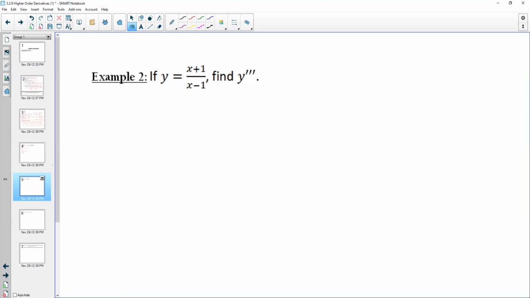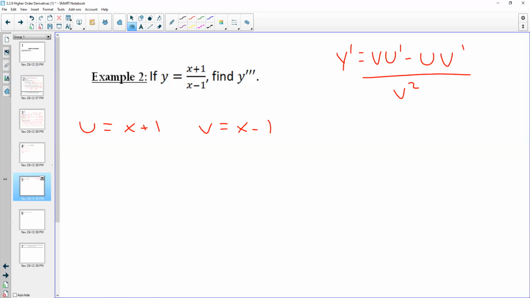Okay, so what derivative rule must we use for this one? The quotient rule. Good eye. So the quotient rule: y prime is equal to v times u prime minus u times v prime, over v squared. So u will be the numerator and v will be the denominator. So u is x plus 1, v is x minus 1. So u prime will just be 1, and v prime will also just be 1.